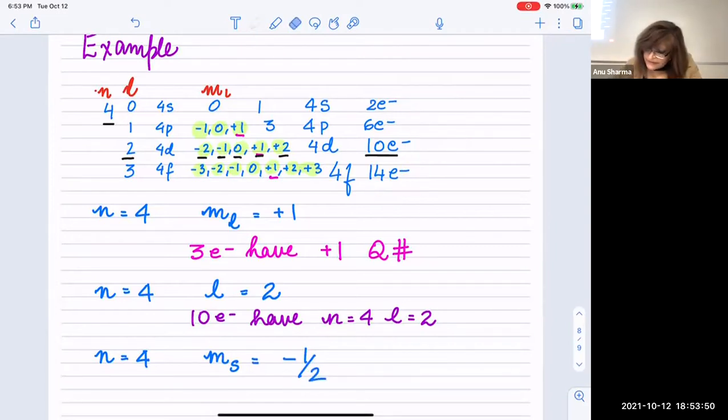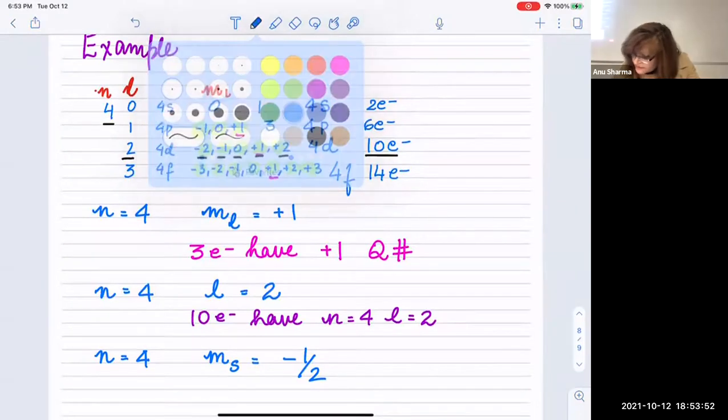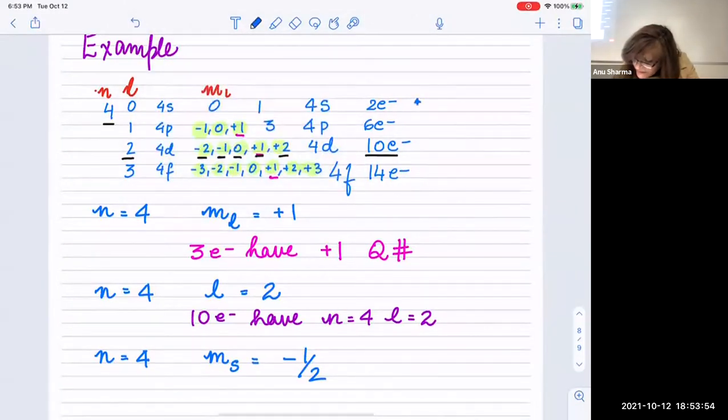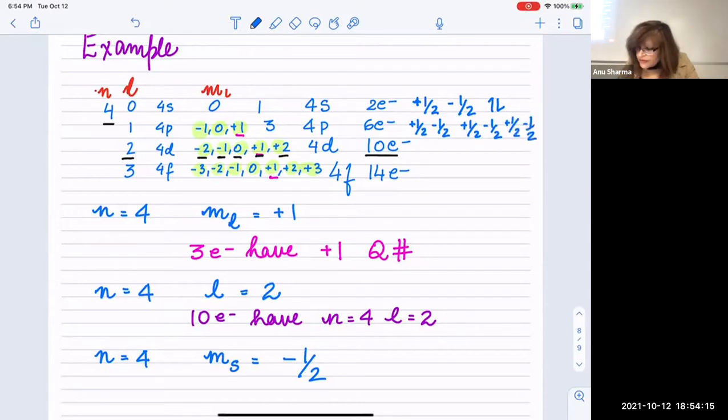So remember that these are here. This is plus half and minus half. And that is like that. Okay, then this would be plus half, minus half, plus half, minus half, plus half, and minus half, and so forth, and then you just carry on through that.